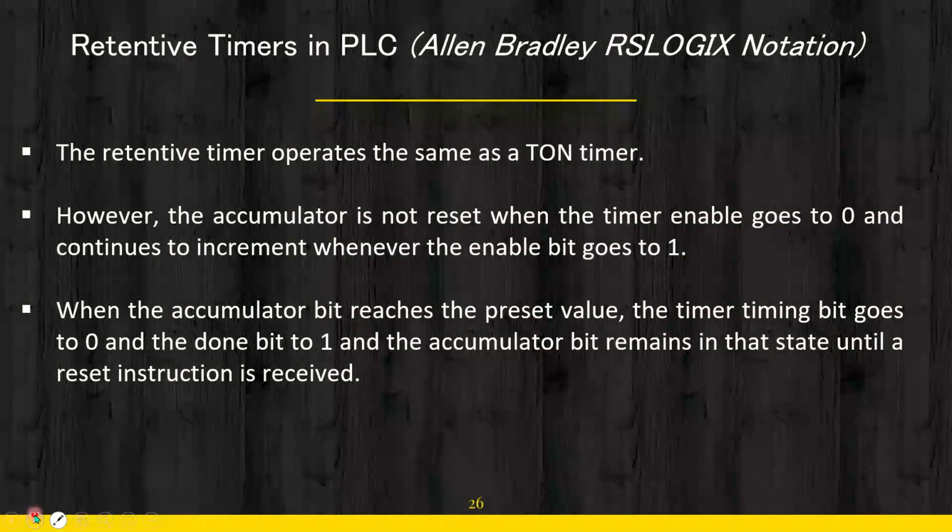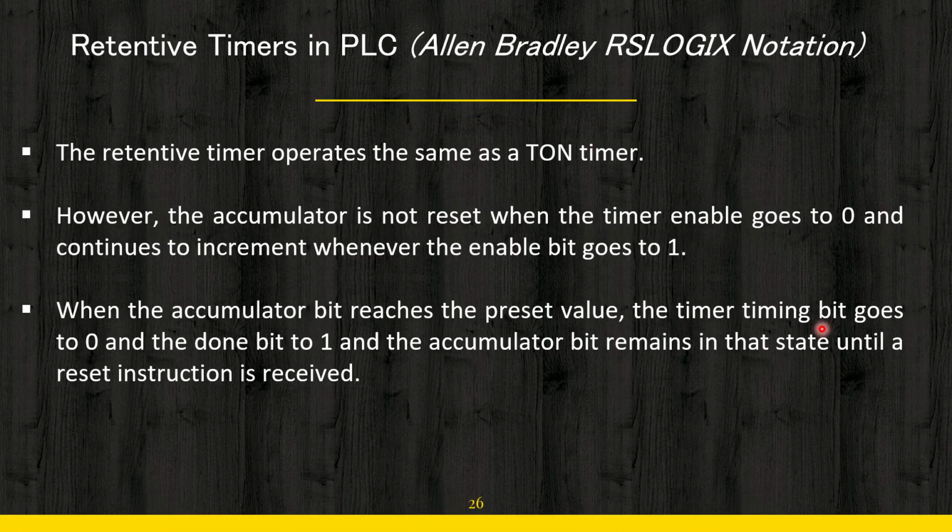When the accumulator bit reaches the preset value, the timer timing bit goes 0 and the done bit to 1, and the accumulator bit remains in that state until a reset instruction is received.